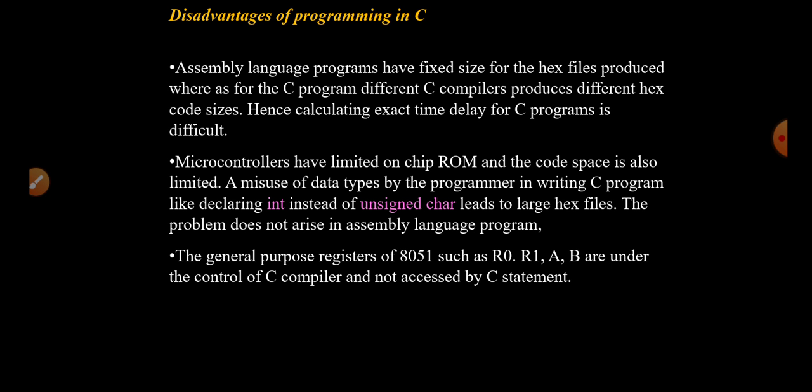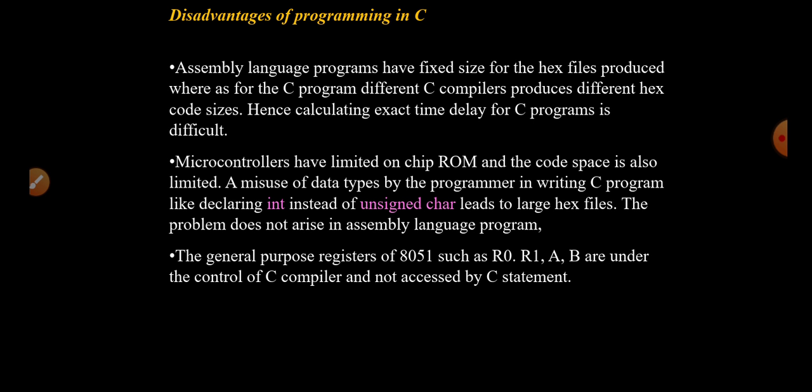Plus microcontrollers have limited on-chip ROM memory, that is the code memory which is available, and misuse of data types by the programmer in writing the C program, like declaring the variable as int instead of unsigned char. If it has been declared as an int, then it will lead to larger hex files. And the problem of declaring variables does not arise in assembly language programs.